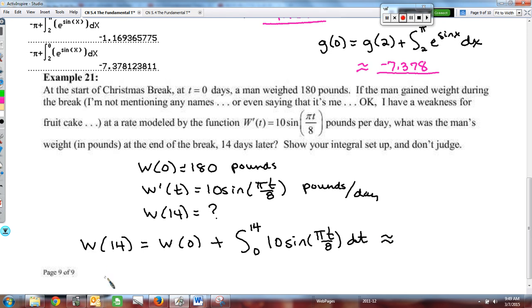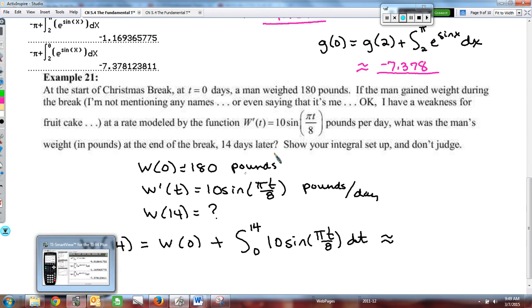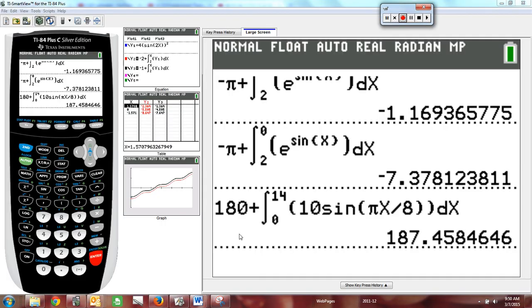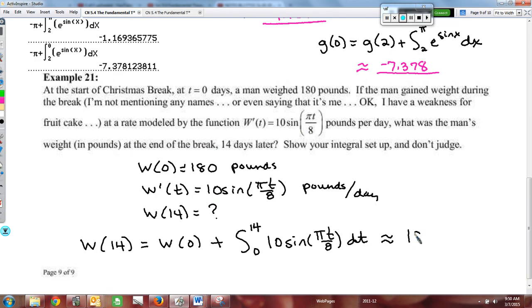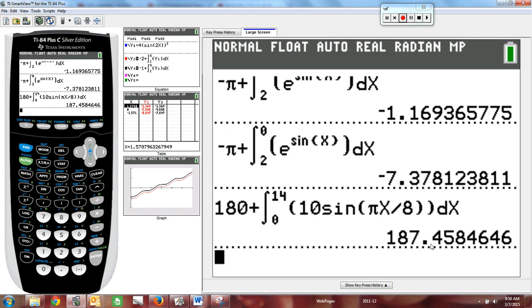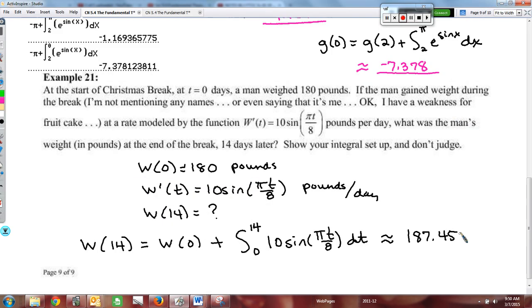So we'll type it into our calculator. All right, and after typing it into our calculator, we see that our 180, where we were, plus our net change from 0 to 14 days is going to give me 187.458 pounds, or a difference of added 7.5 pounds to the person's weight. But don't judge. Because we're AP and we go 3 decimals, 458, we'll put that down, pounds.